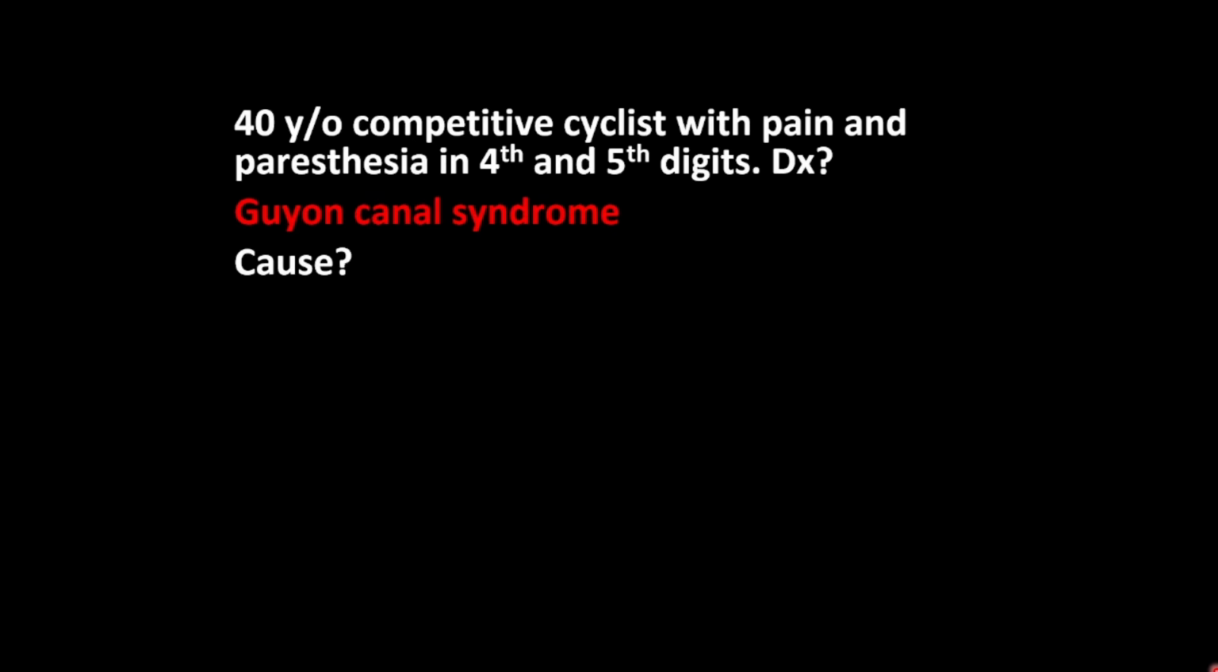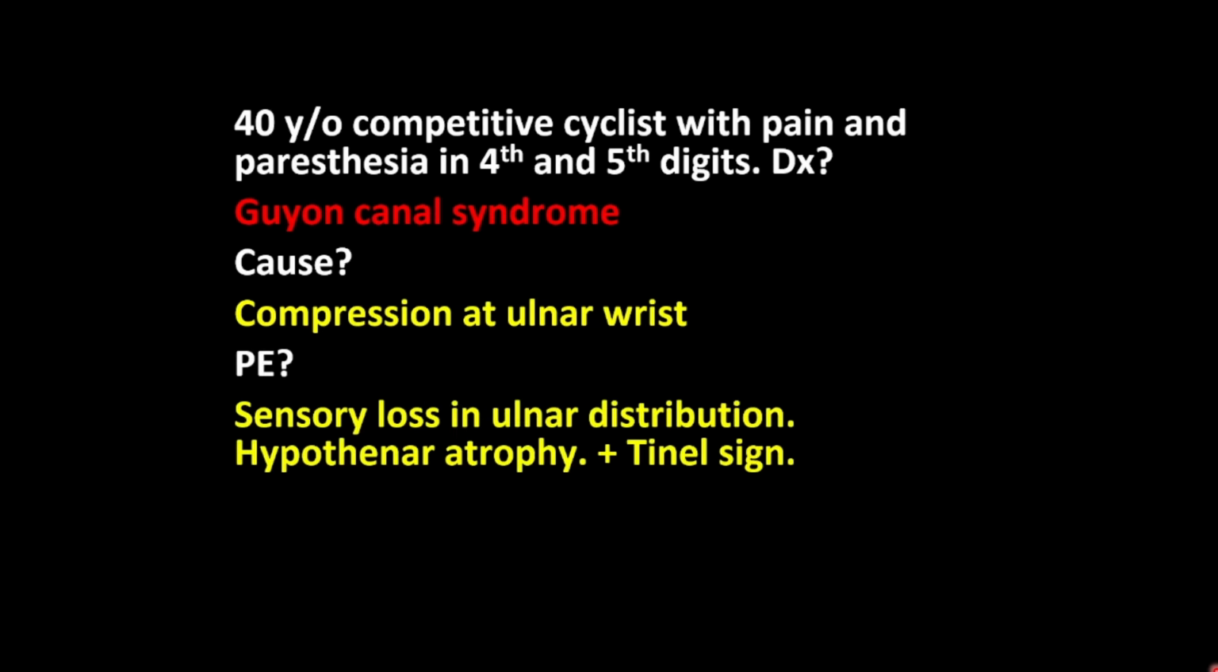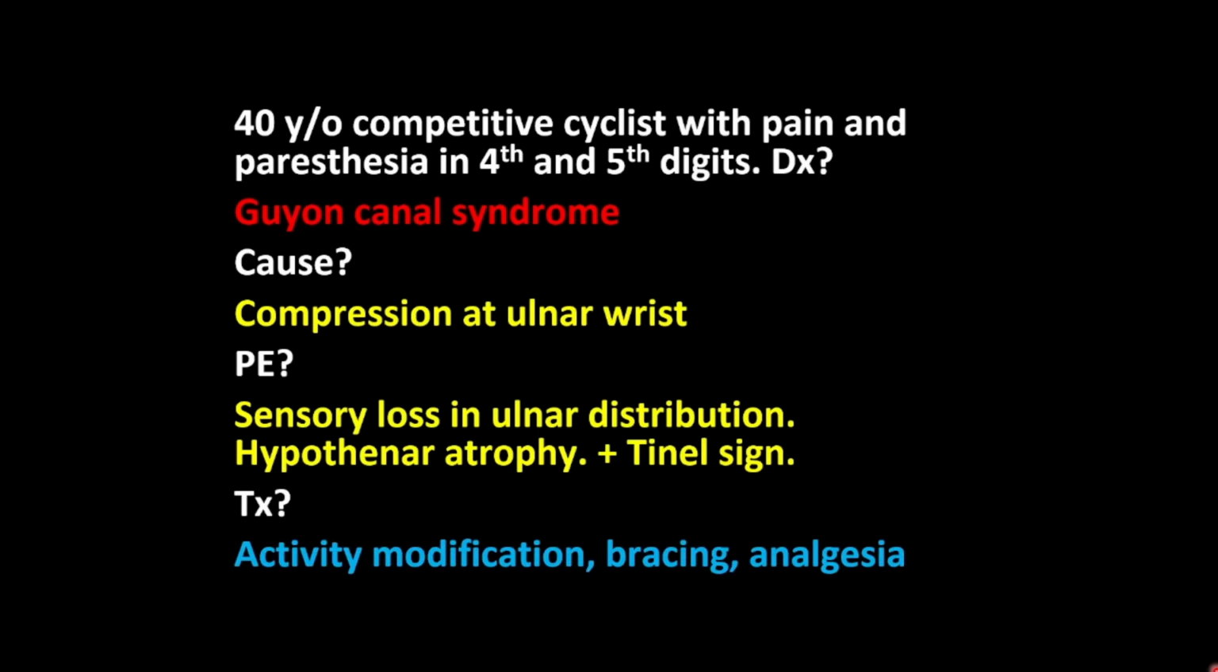This specific syndrome is compression at the ulnar wrist, because this is a cyclist, so they'll be putting pressure on the lateral wrists. On exam, this will involve sensory loss in an ulnar distribution, hypothenar atrophy, and then a positive Tinel sign at the Guyon canal. Treatment, again, involves activity modification, bracing, and analgesia.